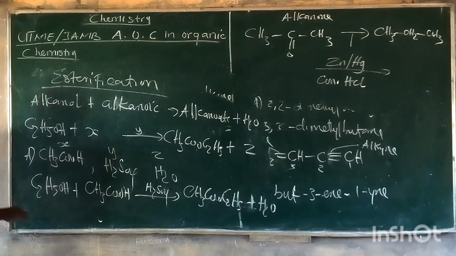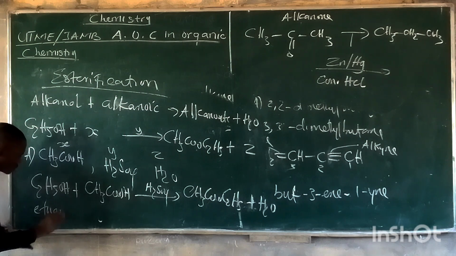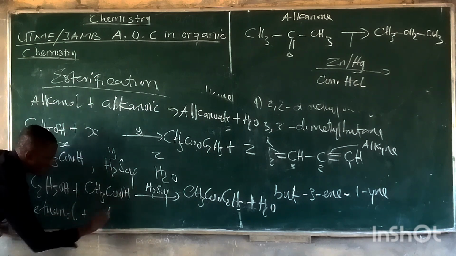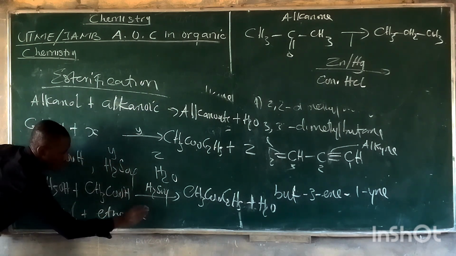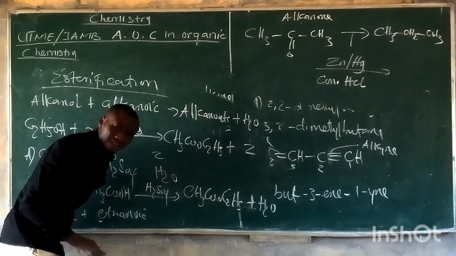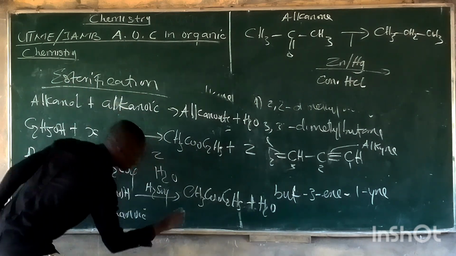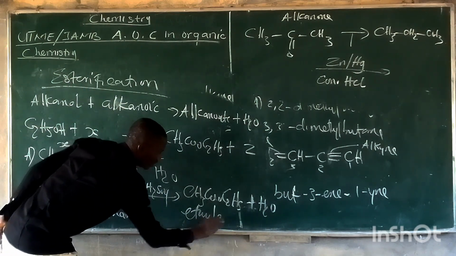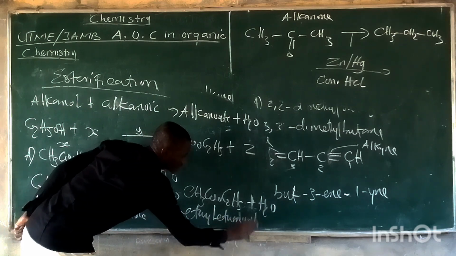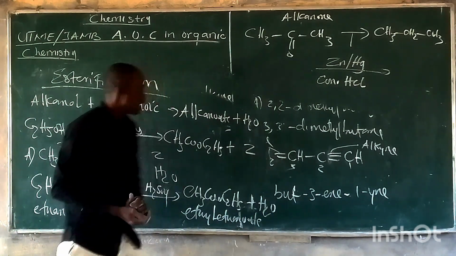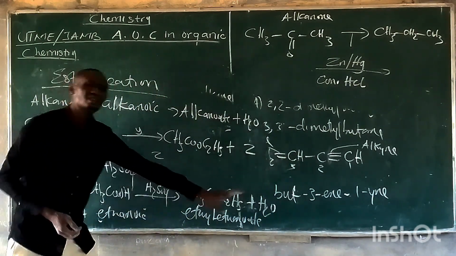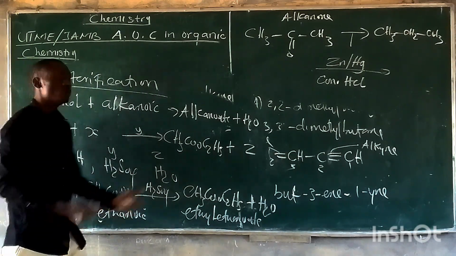This is alkanol plus alkanoic acid, giving you alkanoate, which is ethyl ethanoate. Of course, H2O is one, you should know that, you're a chemist. So, this is what JAMB expects of you to know.